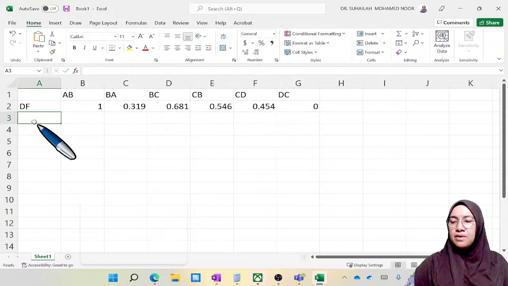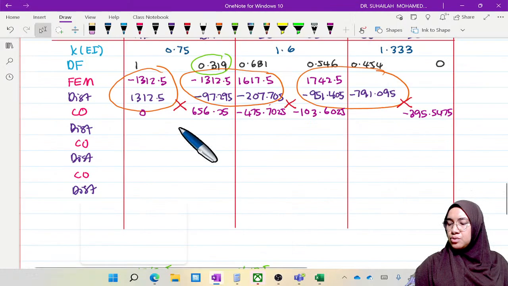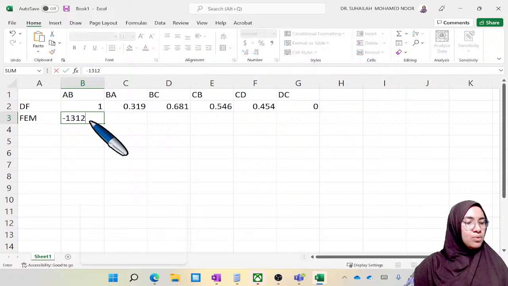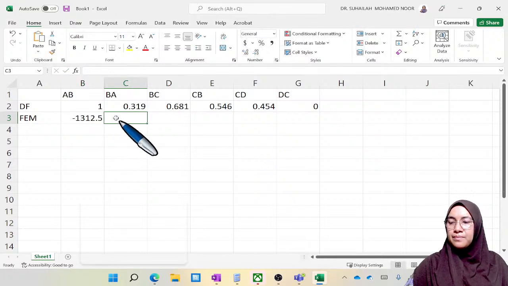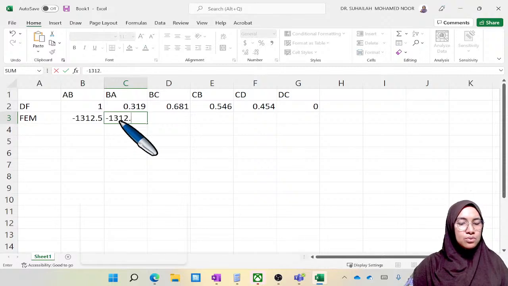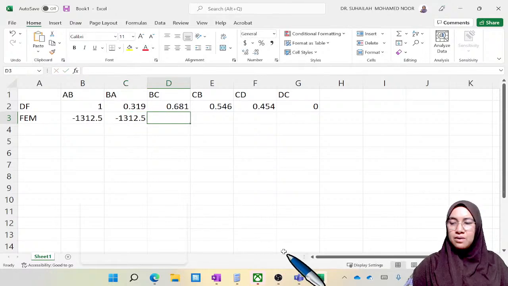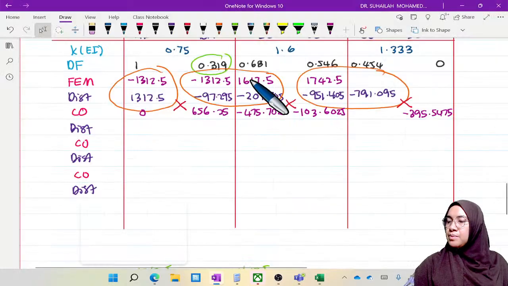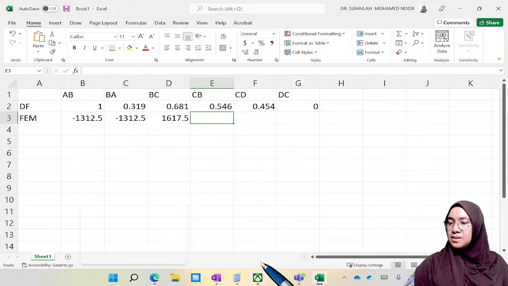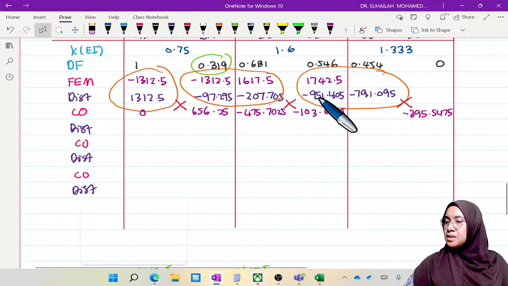Okay, for the FEM, the fixed end moment, as the first member end moment in the table, we have negative 1312.5, and it is the same, negative 1312.5. And then for BC we get 1617.5, and CB is 1742.5.